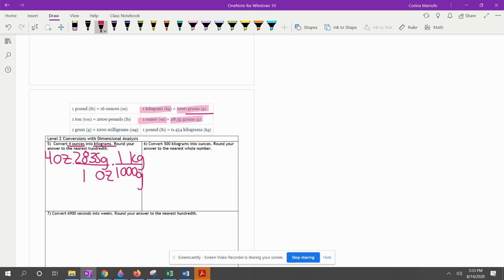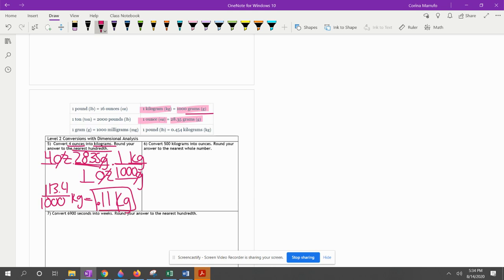Okay, so we're going to go ahead and solve. These ounces cancel each other out, the grams cancel each other out, and all we have left is the kilograms. Then we multiply the top: 4 times 28.35 times 1 gives us 113.4, divided by the bottom, 1 times 1,000, which is 1,000. We divide 113.4 by 1,000, and that gives us 0.11. It says to the nearest hundredth, so it's going to stay as 0.11 kilograms.